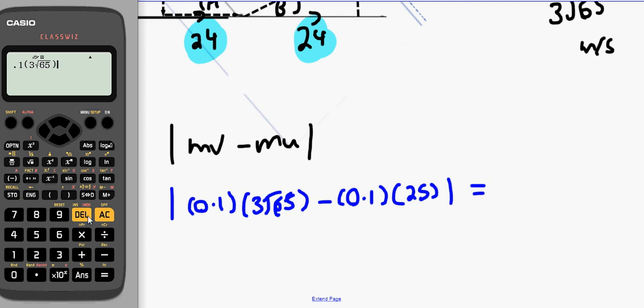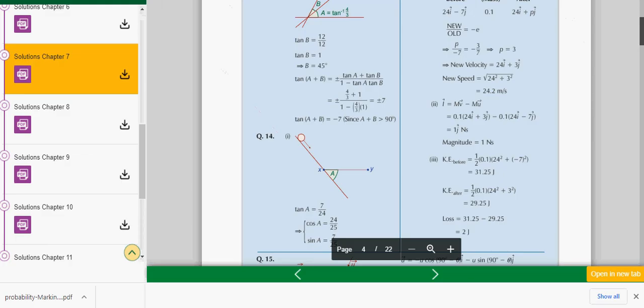Okay, minus 0.1. I'm using speed here, not velocity. And we can see our answer is 0.08. I don't think 0.08 is the correct answer. Just to be sure, we'll check the solutions. And it's not.